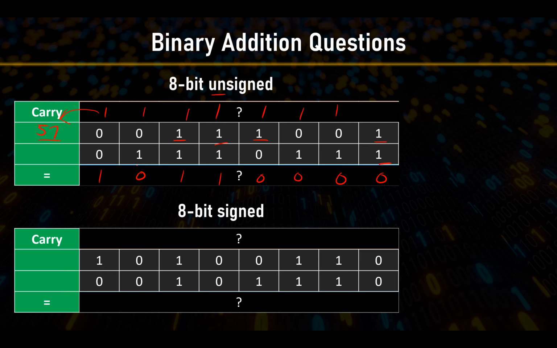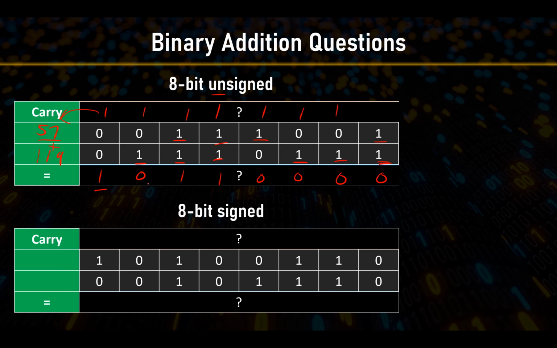Then if we look at the next one, 64 plus 32 should be 96. Plus 16 is going to be 112. And then plus 4, 116, 118, 119. So if we add those, let's see what this is going to equal.